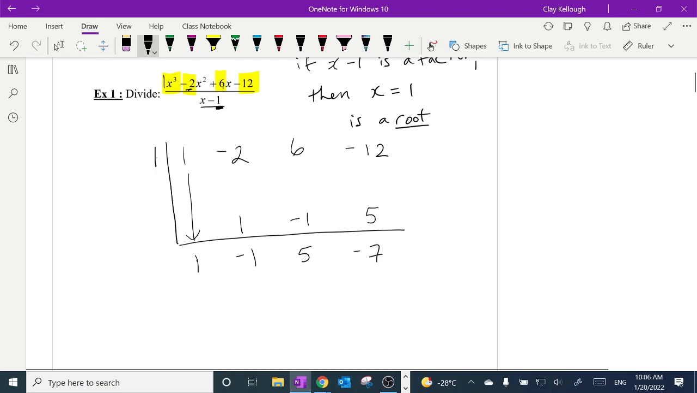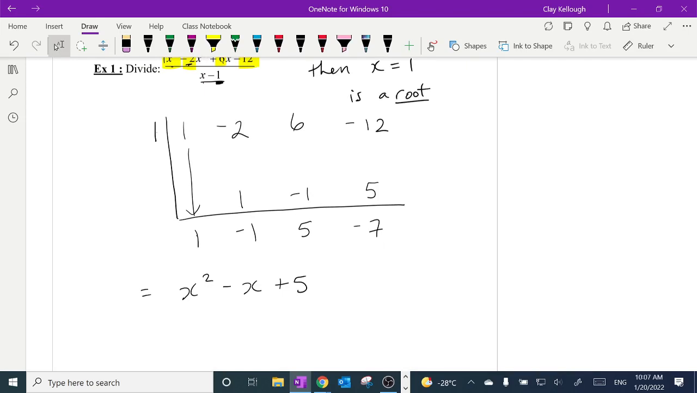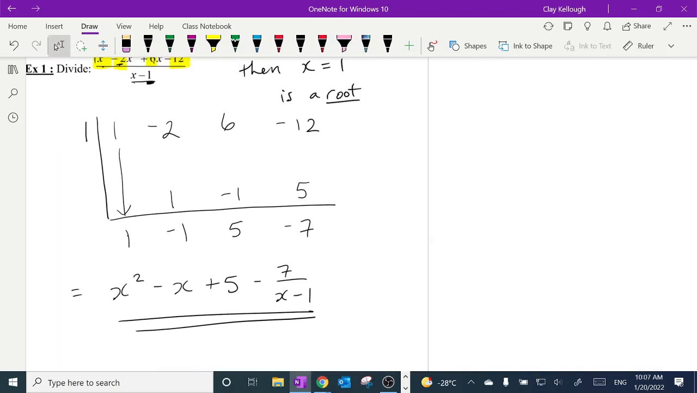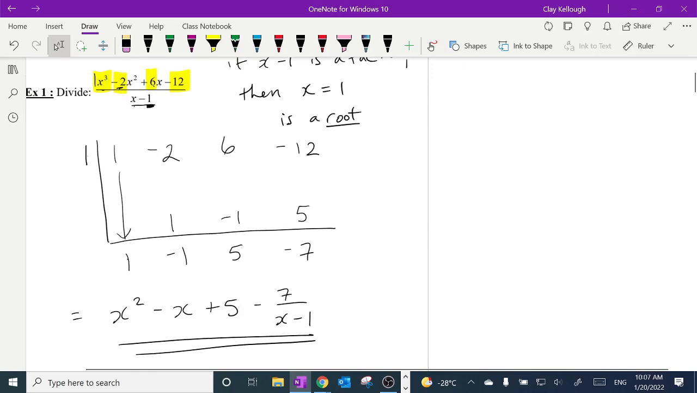So, since I started dividing x cubed by an x, I know that this 1 represents the coefficient in front of the x squared. And I know that this minus 1 is the coefficient on the x. I know that this 5 is the constant. And I know that my last number is my remainder. And that gets me the same answer that I would have got if I had long divided this. So let's try long dividing it just to double check.